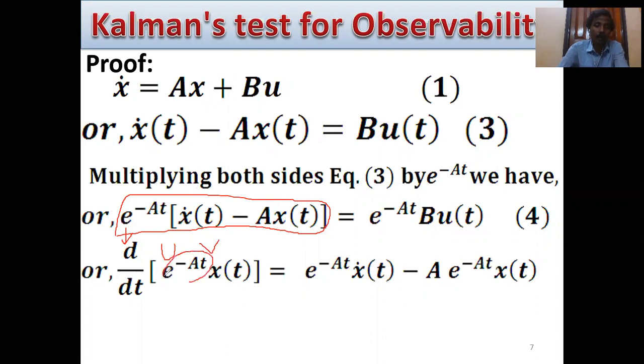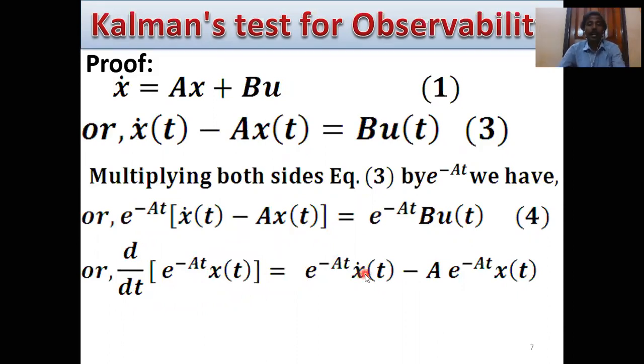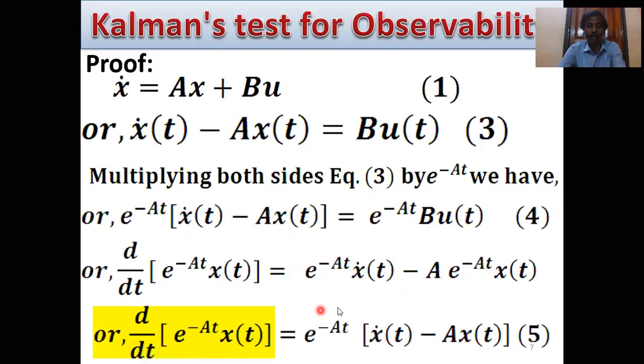U constant, e to the power minus at constant: first term constant, second term derivative, and second term constant, first term derivative, a into minus e to the power minus at. So this term is equivalent to d/dt of e to the power minus at into x(t), which is e to the power minus at x dot(t) minus a into e to the power minus at into x(t). Taking e to the power minus at common, we get e to the power minus at into (x dot(t) minus a x(t)). This is equation number 5.